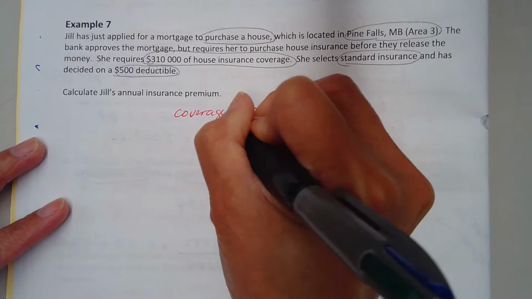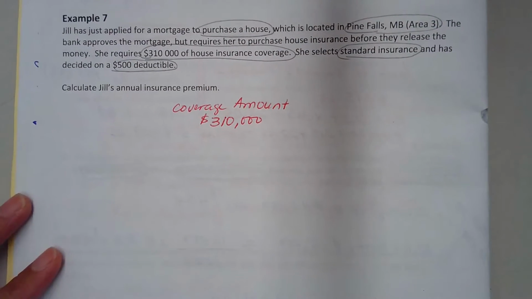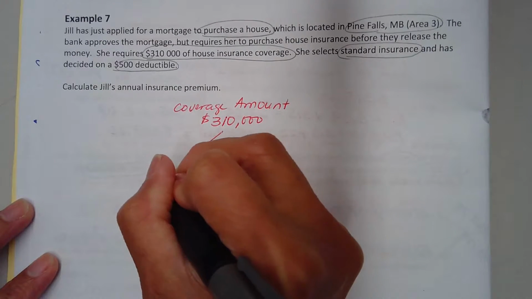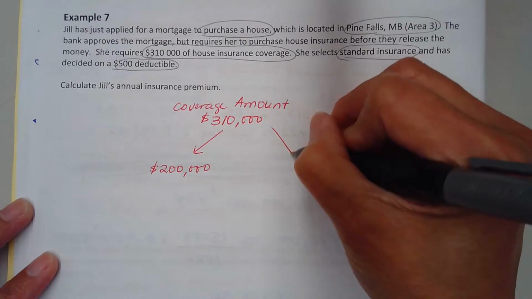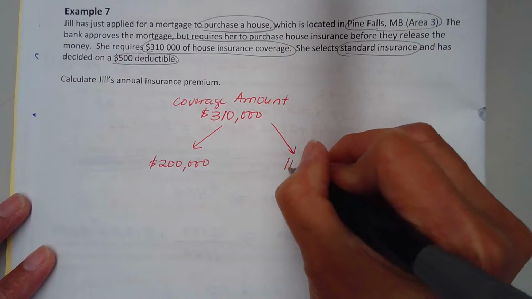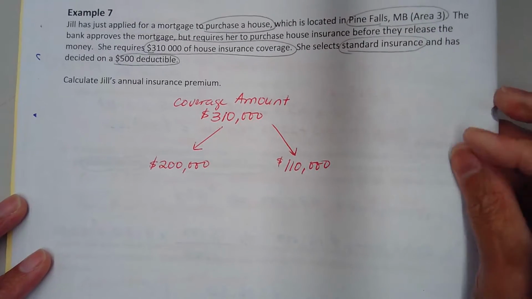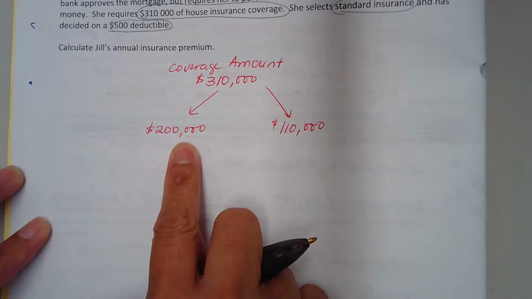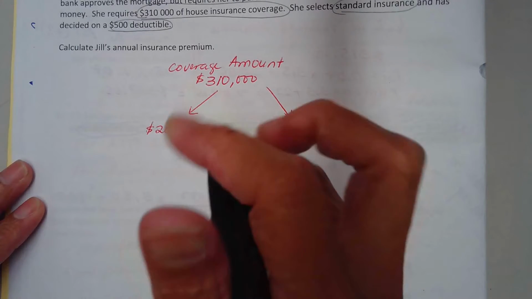So we're going to need a coverage amount of 310,000. But our table only goes up to 200, so we're going to go up to $200,000 coverage, and then we have the extra amount of $110,000 coverage. This one here, the premium is going to be $726.